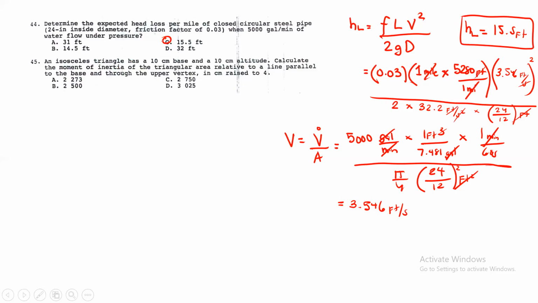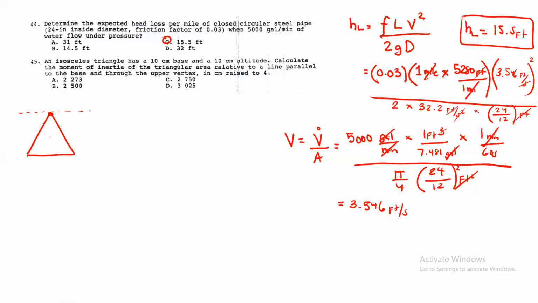The next, 45. So, an isosceles triangle has 10 cm base and a 10 cm altitude. Calculate the moment of inertia of the triangular area relative to a line parallel to the base and through the upper vertex in cm raised to 4. So, ito yung isosceles triangle natin. Hinahanap natin dito yung moment of inertia of the triangular area relative to a line parallel to the base through the upper vertex. So, ito yung line parallel to the base. So, with respect to diyan.